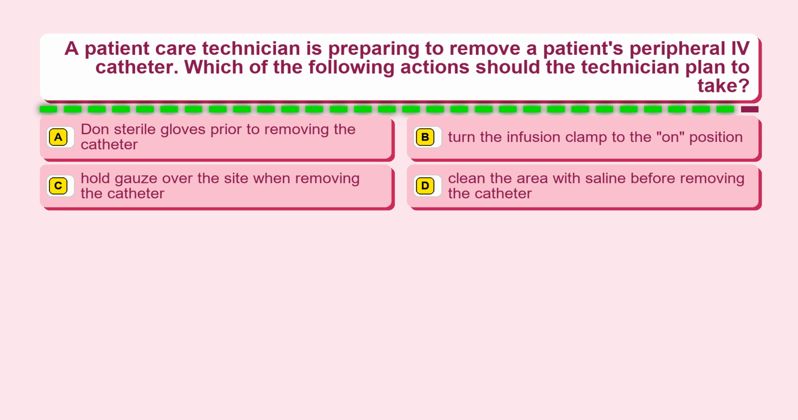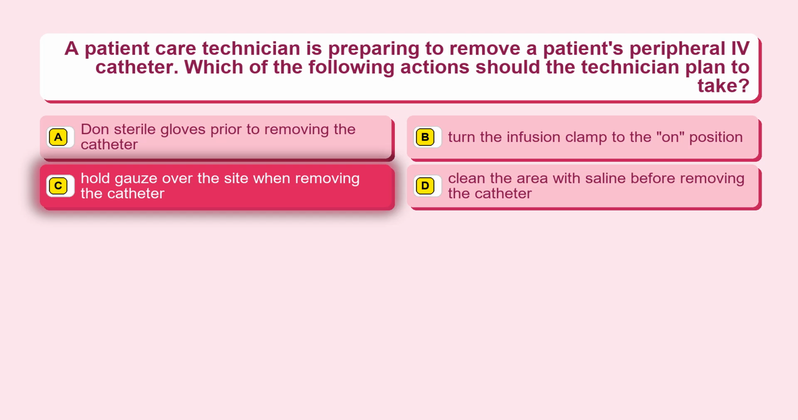Question 46. A patient care technician is preparing to remove a patient's peripheral IV catheter. Which of the following actions should the technician plan to take? Option A, don sterile gloves prior to removing the catheter. Option B, turn the infusion clamp to the on position. Option C, hold gauze over the site when removing the catheter. Option D, clean the area with saline before removing the catheter.